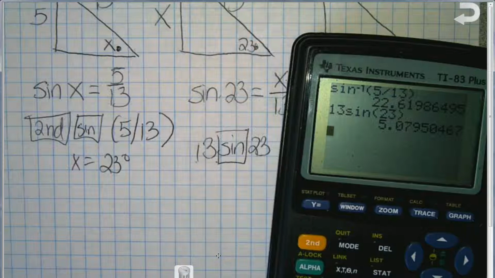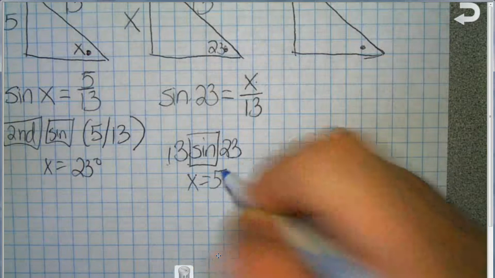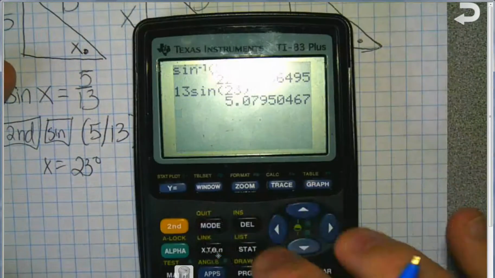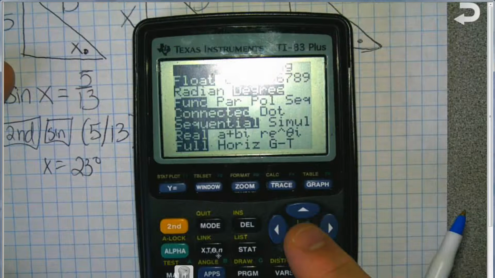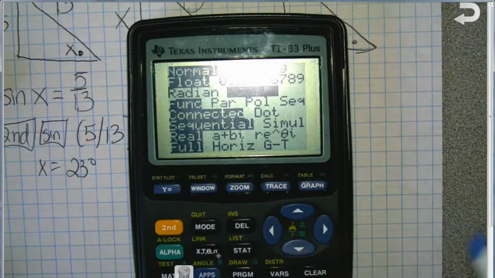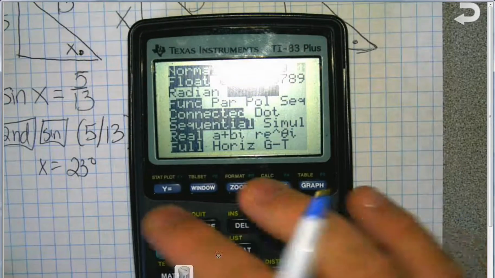Well, guess what I got? X is equal to what? 5. And that matches with what we talked about, right? I think that my calculator is not set up right. Go to mode. Is it in degrees? No.